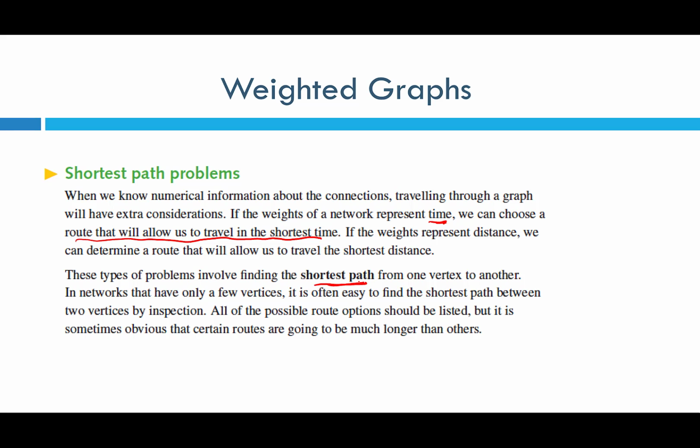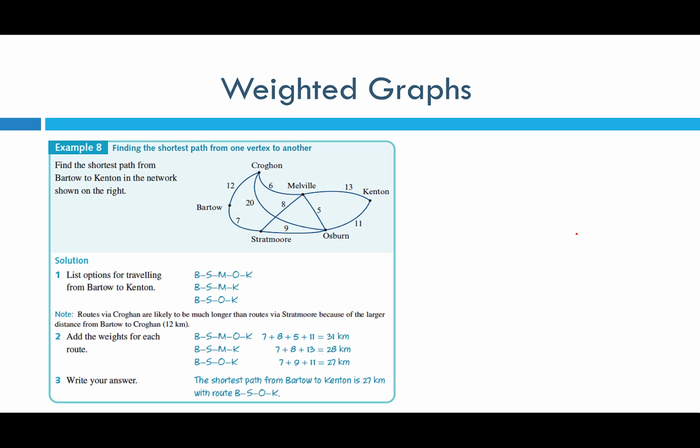So back in that previous question, if you're looking at the shortest path, you've got to use trial and error to try and find that shortest path out. So let's have a look at this in an example. Here, the example says, find the shortest path from Bartow to Kenton in this network here. Okay, so we're going to go from Bartow to Kenton. So that's our start and that's our finish. So we're going to start here and finish here, and we've got to find the shortest path.